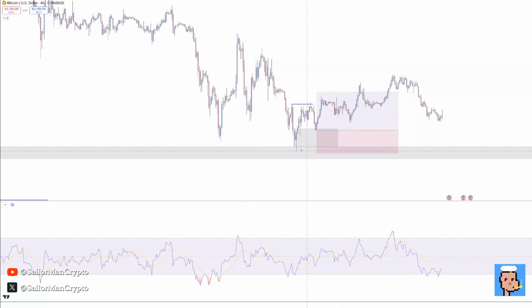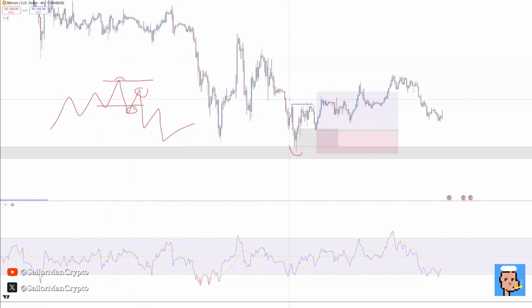So the invalidation would be just below the last structure that was created. In an uptrend, if we trade something like this and we look for a structure, our invalidation would be above or around the last higher high. Our entry would be somewhere here, and our trigger would be this market structure break we had here.